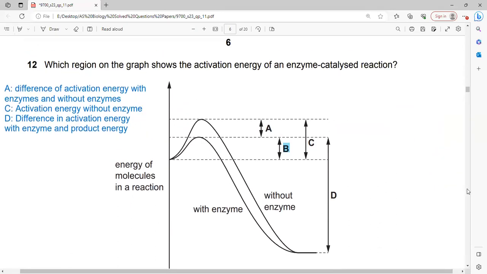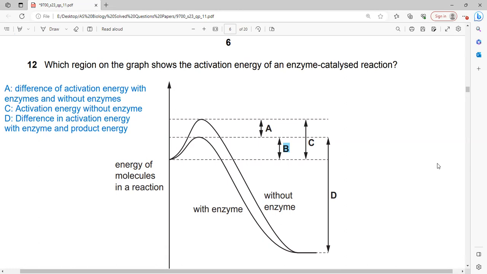The function of an enzyme is to lower the activation energy. This activation energy is the minimum energy required to convert the reactant into the product. The graph shows the activation energy with enzyme and without enzyme. So which region on the graph shows the activation energy of the enzyme-catalyzed reaction? The function of the enzyme is to lower the activation energy, so the reaction takes place at a lower energy barrier and is catalyzed by the enzyme. So B is our correct option, representing the enzyme-catalyzed reaction.